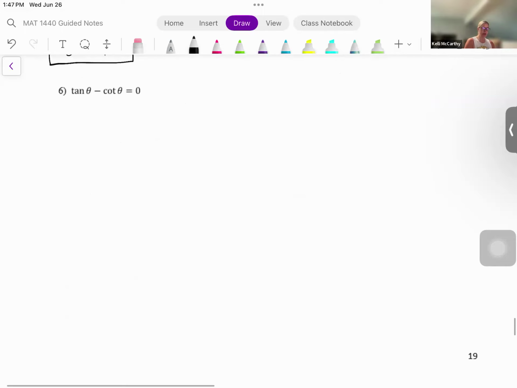Tangent theta minus cotangent theta equals 0. I'm going to rewrite cotangent theta in terms of tangent theta. So we have tangent theta minus 1 over tangent theta equals 0.